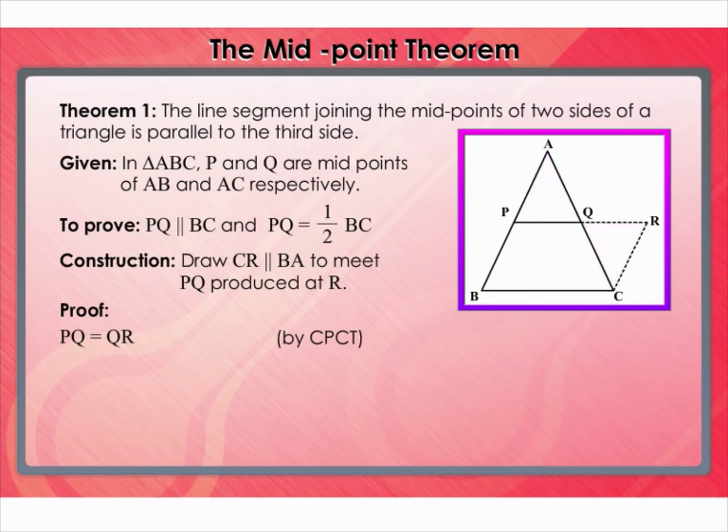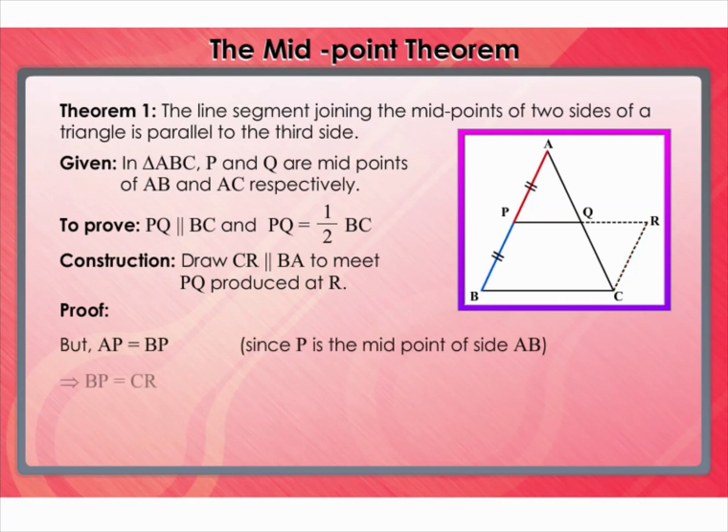Since the corresponding parts of congruent triangles are equal, PQ is equal to QR, or PQ is equal to half of PR. Also, AP is equal to CR, but AP is equal to BP since P is the midpoint of side AB. This implies BP is equal to CR. Also by construction, BP is parallel to CR.